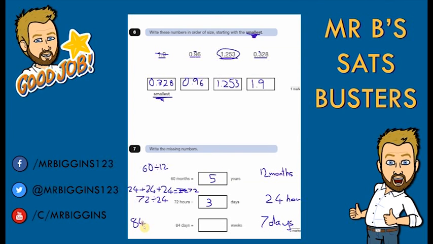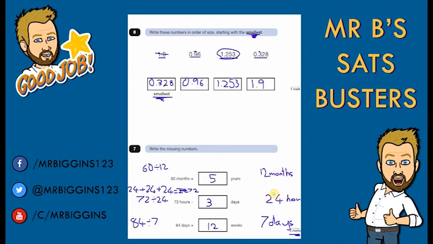Well, we know it's 7 days in a week. So we need to know how many 7s are in 84. So 84 divided by 7. As it's in our 7 times table, we will know that that is 12. This one is 2 marks.